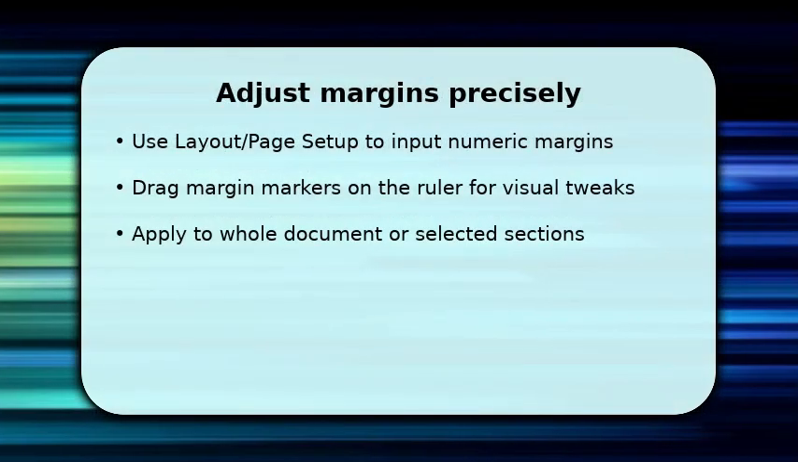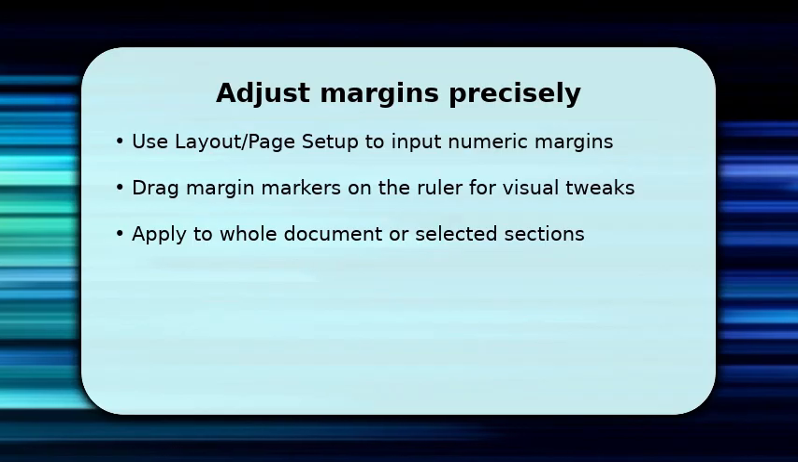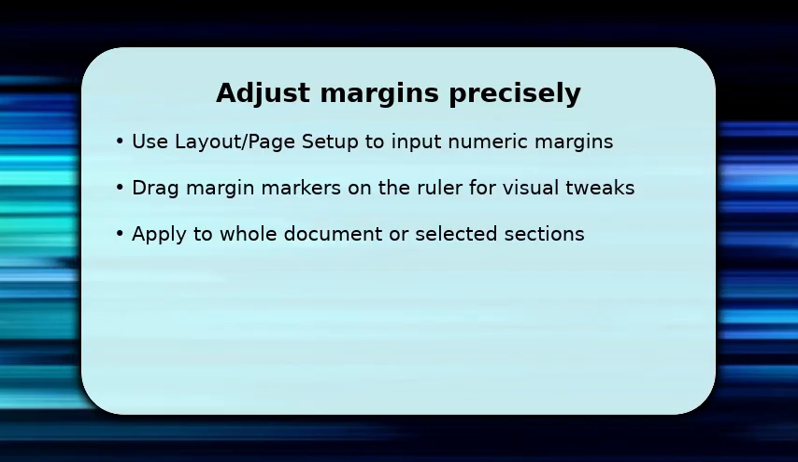You'll now change margins using numeric inputs for precision and the ruler for visual confirmation. Open Page Setup or Layout, type new values for top, bottom, left, and right, and choose whether to apply to the whole document or just this section. Once done, use the ruler to drag the margin markers a ½ inch or exact amount to fine-tune spacing.